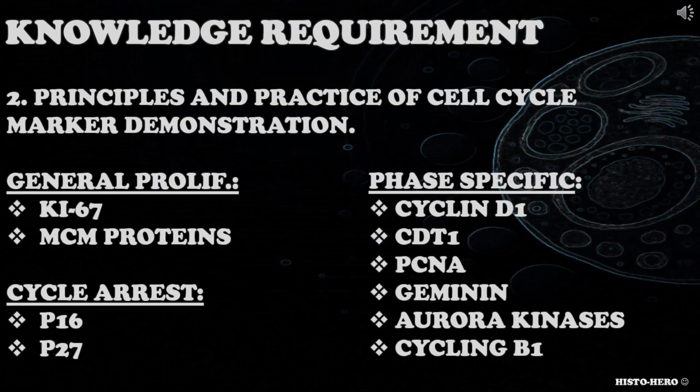The second knowledge requirement is for you to know the principles and practice of cell cycle marker demonstration. How are cell cycle markers demonstrated? Consider the stains highlighted in the indicative repertoire and stains used in your department, their principles and practice.